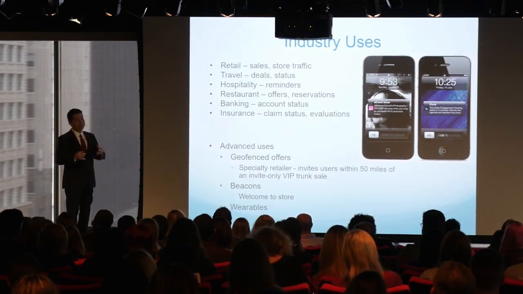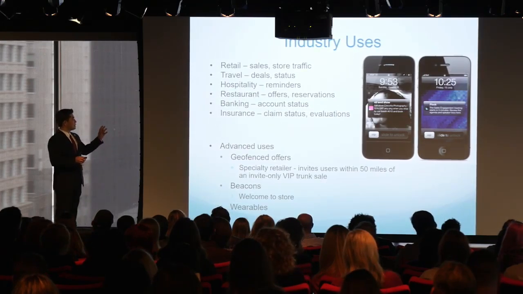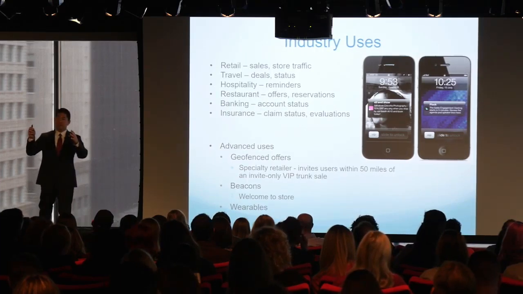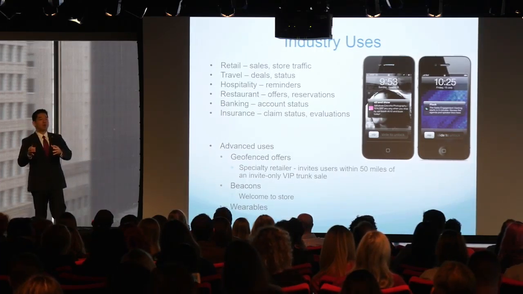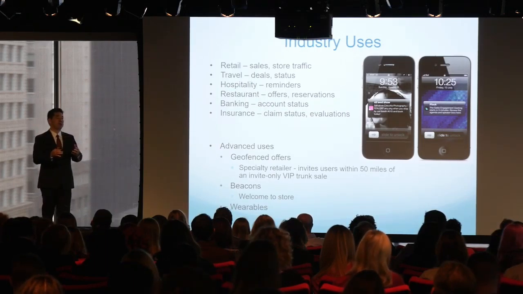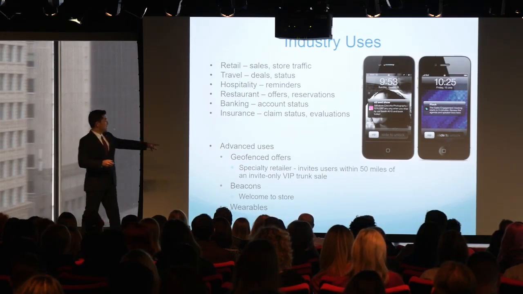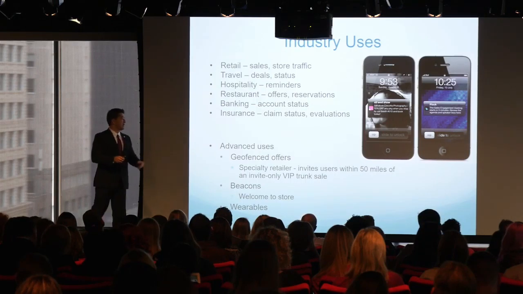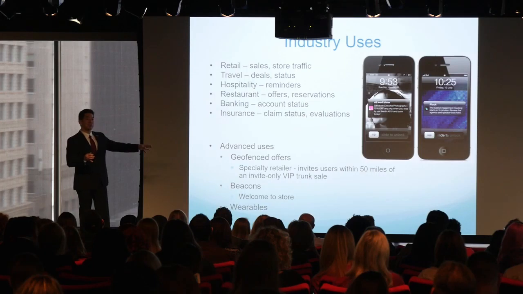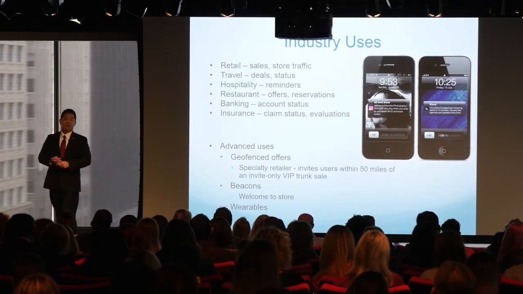Regarding advanced uses, we're starting to see a lot more advanced uses, especially in retail store environments. We're starting to see more and more retailers use geofenced offers. What that means is they'll section off a certain area, a region, or even a city block. Once you come into contact with that area or break through that so-called invisible fence, they may send you an offer. In this case, a specialty retailer invited users of their app who were in a particular location close to the store to a private, invite-only VIP trunk sale.